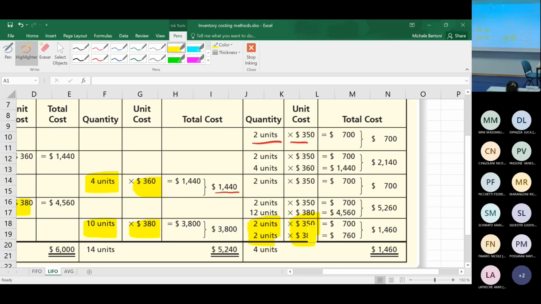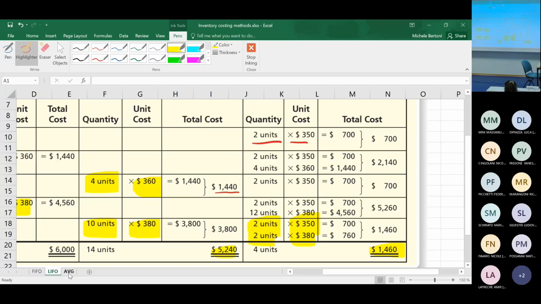Okay, so in the perpetual system, you need to be careful. You need to follow the physical flow of the inventory for each single sale. And since we sold 4 units at 360, we don't have anything left of that purchase. The value of the inventory should be based on the oldest units, 2 units that are still there at 350, and we still have 2 units at 380 in our inventory. And then we'll have a look at the total cost of goods sold and total value of the inventory, and we'll compare the results.